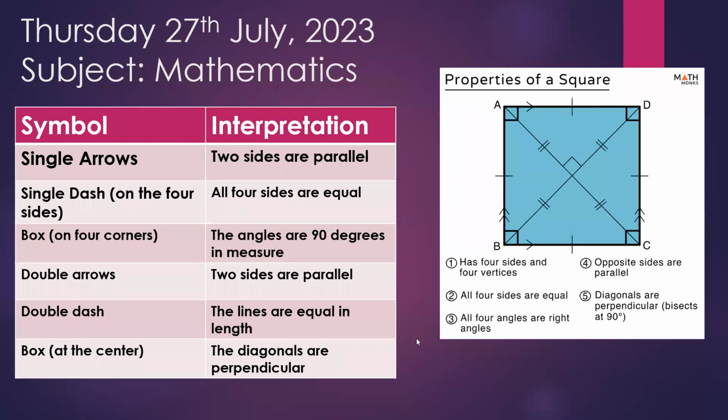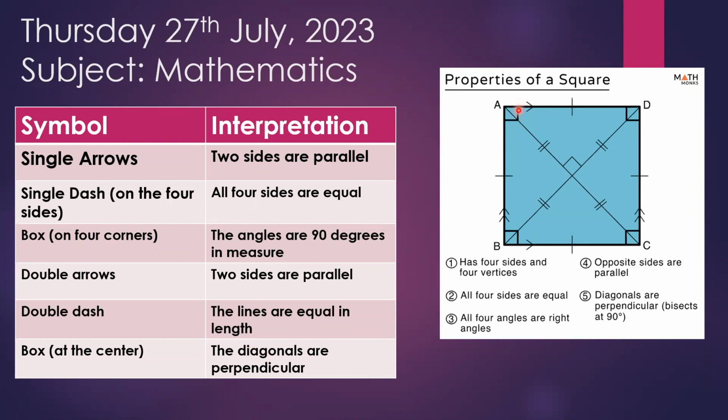Okay. So the single arrows means that the two sides are parallel. The single dash means that all four sides are equal. The box on the four corners means that the angles are 90 degrees in measure or in size. The double arrows indicate that the two sides are parallel. The double dash indicates that the lines are equal in length. The box at the center indicates that the diagonals are perpendicular.